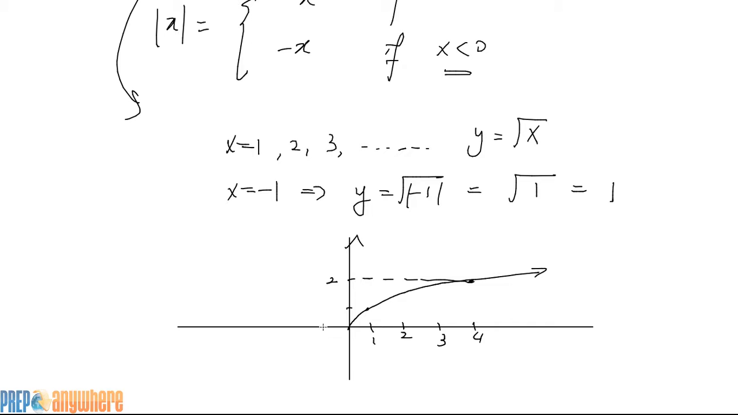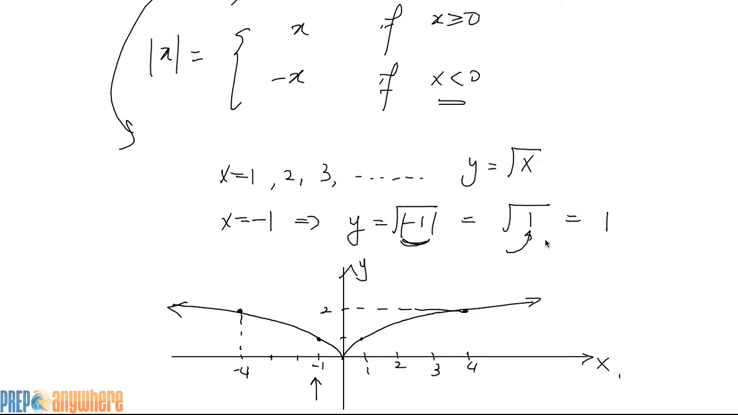Okay? But when it's -1, without the absolute value, it will be undefined. But now, because of this absolute value, it turns it into +1. At -1, we get 1. At -4, we'll get 2. Like that. This is the graph of y is equal to root of absolute value of x.